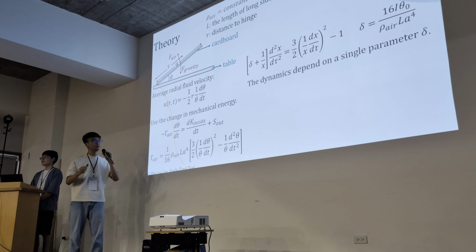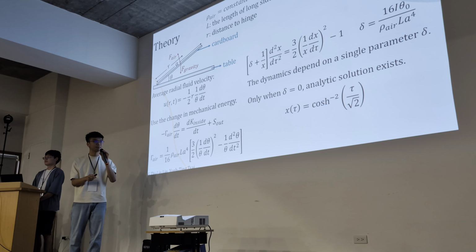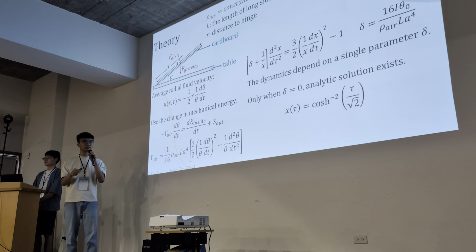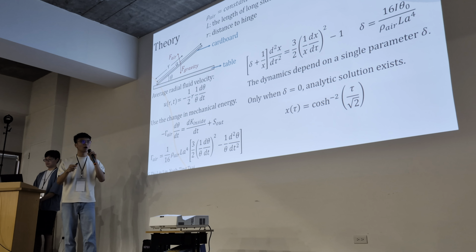And we claim that the dynamics only depend on a single parameter delta. As long as we change the value of delta, we can have a different result. And if delta is the same, even though the plates look totally different, we can have similar results under the scaled coordinate. And only when delta equals 0, there exists an analytic solution, written as x of tau equal to cos to the power of -2. And when delta is not 0, there only exist numerical solutions.